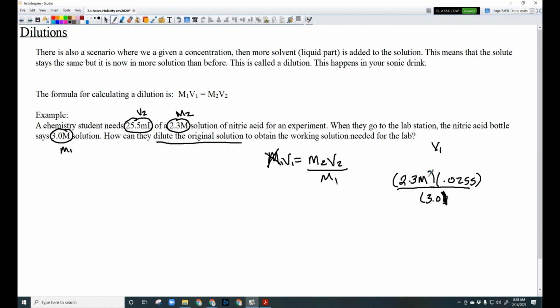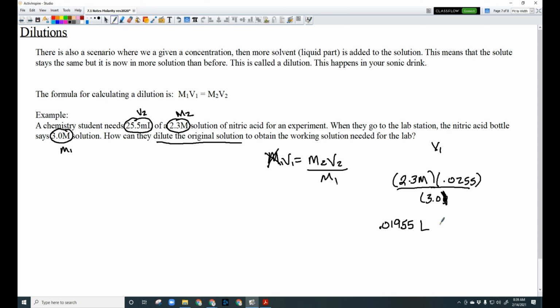2.3 times 0.0255, with 3.0 on the bottom. Okay, so I get 0.01955, and this is in liters.